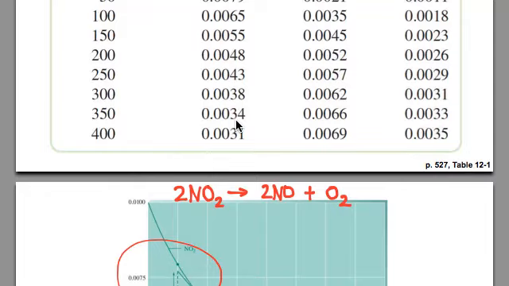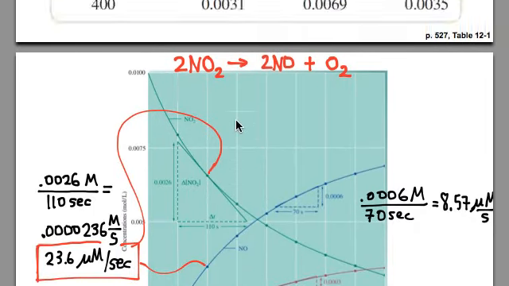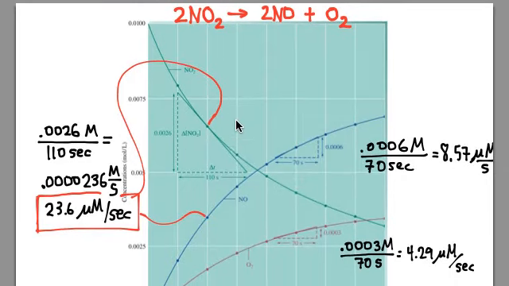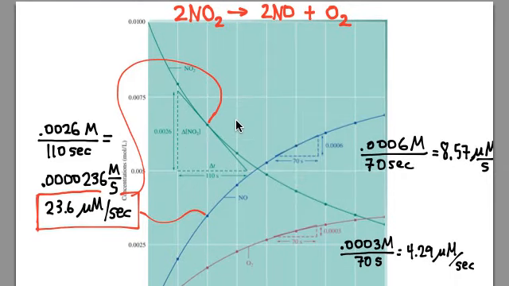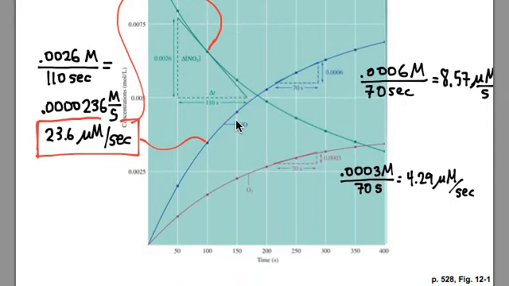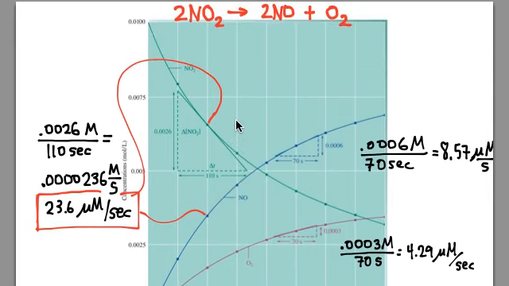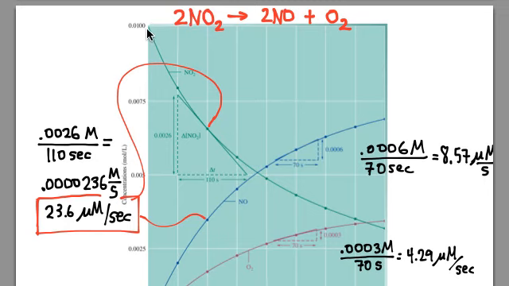Let's look at a graph. On this graph, this data is graphed. And the time is down on the x-axis. That's almost always the case. And the concentrations are up on the y-axis. Notice the NO2 decreases quickly in the beginning and then slows down.